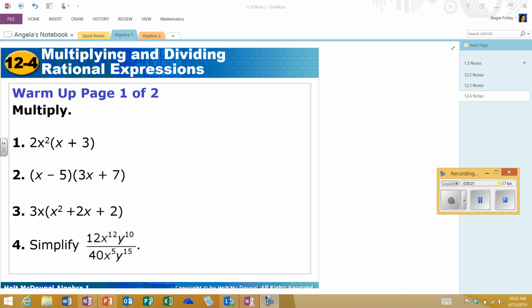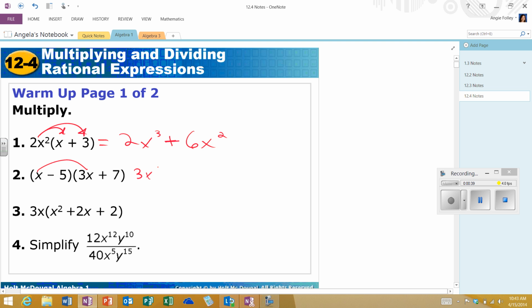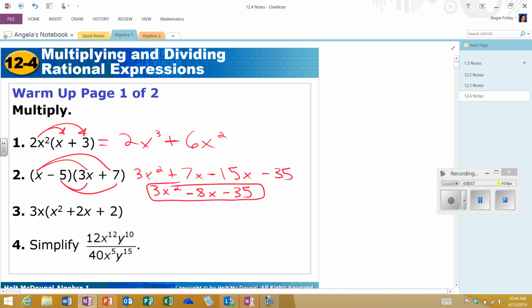So basically, we're going to distribute the front term to all the parts that are inside. So 2x squared times x equals 2x cubed. 2x squared times 3, we have to have a plus, equals 6x squared. Okay, for this next one, we're going to FOIL, so we get 3x squared plus 7x. This becomes a minus 15x, and then a minus 35. And when we combine like terms, we get a negative 8x in the middle. So this is your final answer.